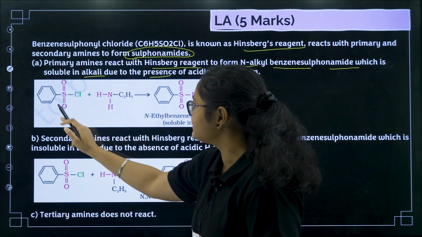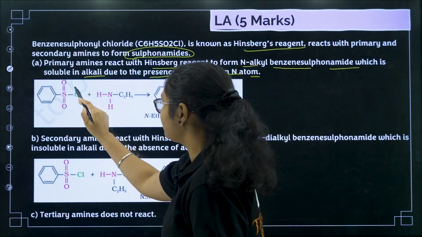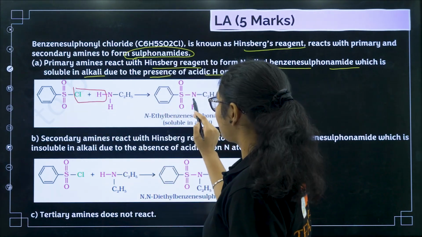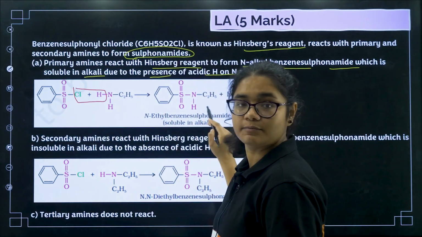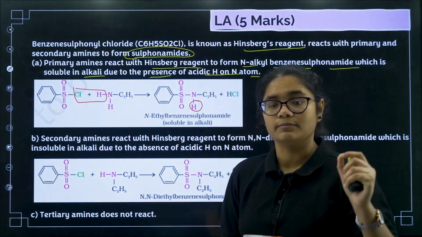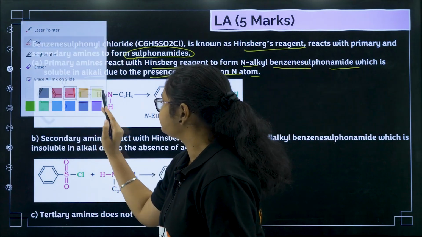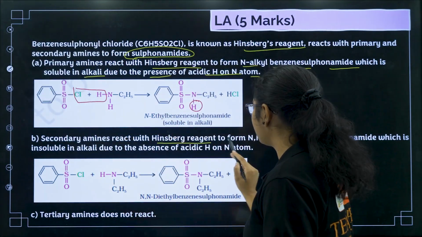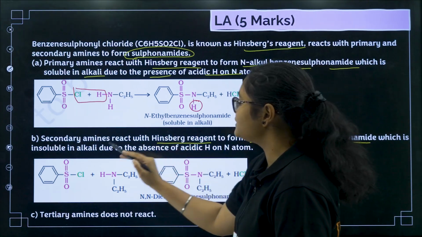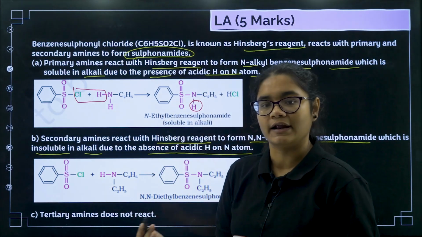We have already seen this reaction. Here this is your Hinsberg reagent, this is the primary amine, and here HCl is removed, right? So this part is removed and we get this product, which has an acidic hydrogen because of which it is soluble in alkali. Next, secondary amines react with Hinsberg reagent to form N,N-dialkyl benzene sulfonamide, which is insoluble in alkali due to the absence of hydrogen on the nitrogen atom.